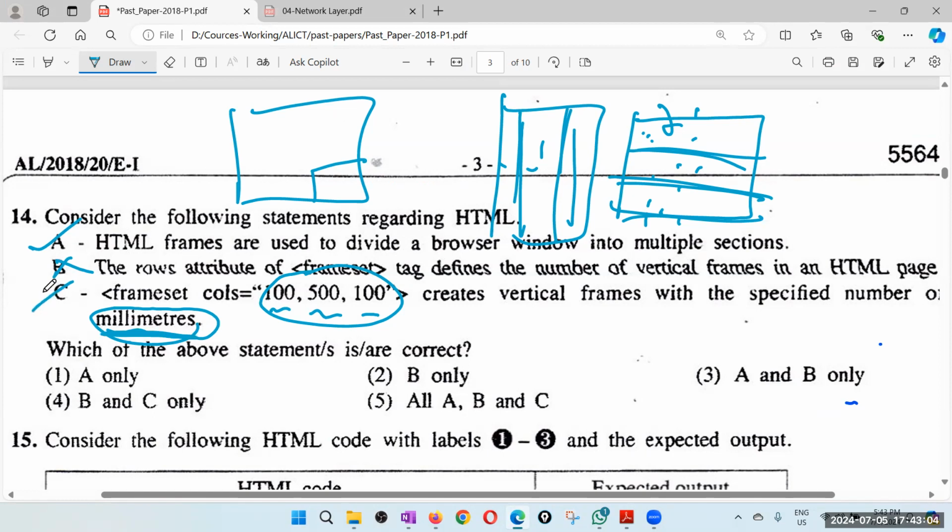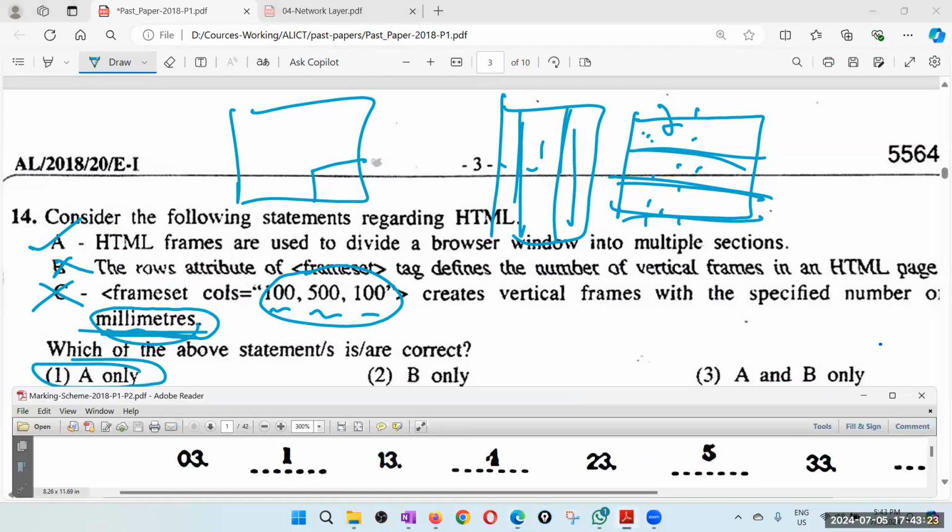Definitely not millimeters. We don't use millimeters in web development. Either percentage, relative size, or pixels, and there are a few other units also. So this can't be millimeters, therefore I'll go for A only. Question 14, answer 1. Yes, 1.